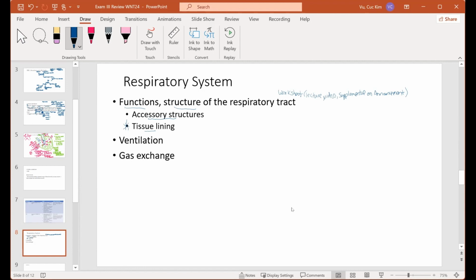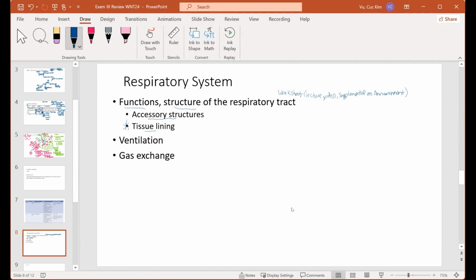So for example, the majority of the upper respiratory tract is lined with pseudostratified ciliated columnar epithelium. Okay, and that tells you that it has mucus cells in there, the goblet cells which produce mucus, and the cilia, which help to move things along. So that's an important function of the upper respiratory tract, that you have the mucus and the cilia that help to move things along.